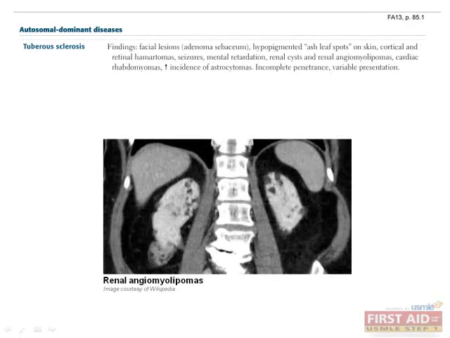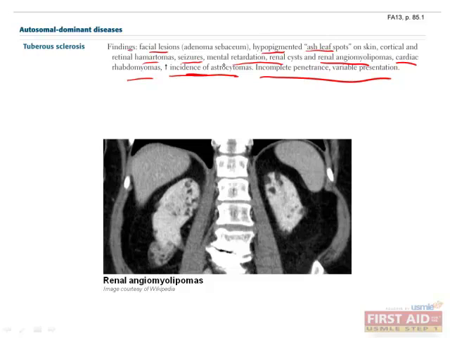Tuberous sclerosis is a neurocutaneous disorder with incomplete penetrance and a variable presentation. It's very rare, occurring in only about 1 in 10,000 people. Findings include facial lesions, called adenoma sebaceum, hypopigmented ash leaf spots on the skin, cortical and reticular hamartomas, seizures, mental retardation, renal cysts, renal angiomyolipomas, cardiac rhabdomyomas, and a higher incidence of astrocytomas.